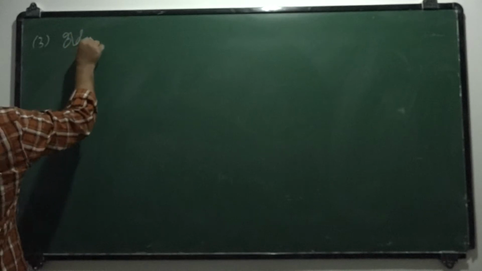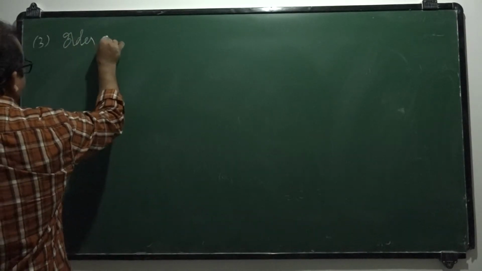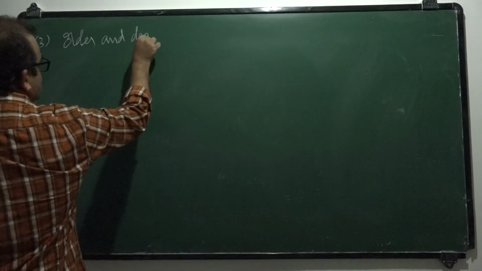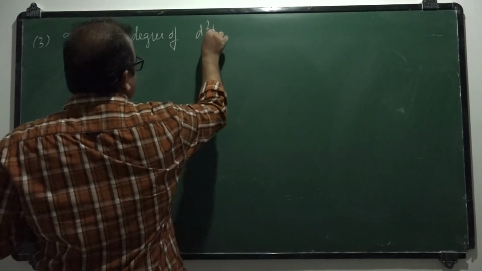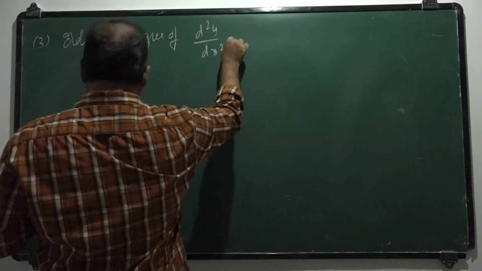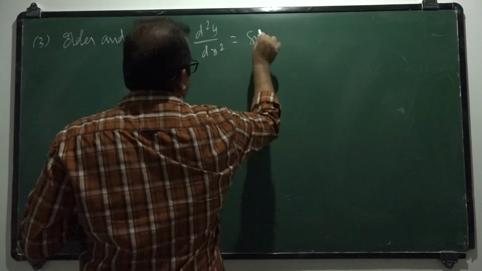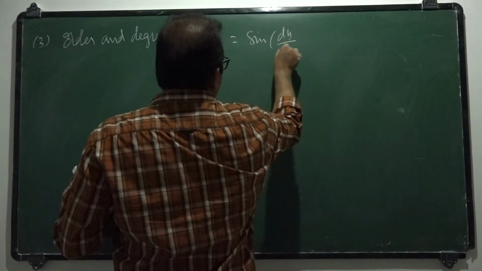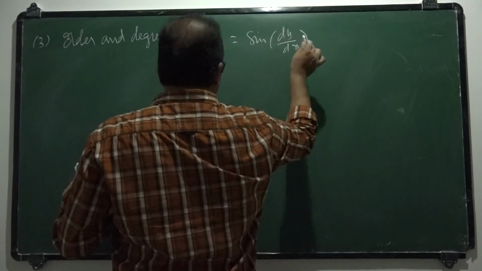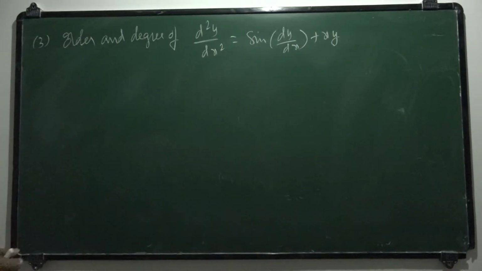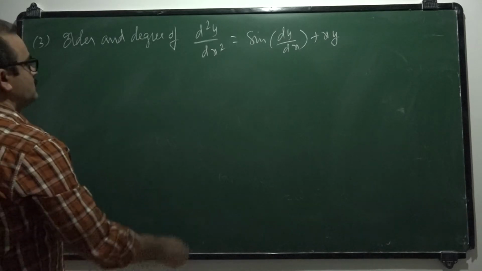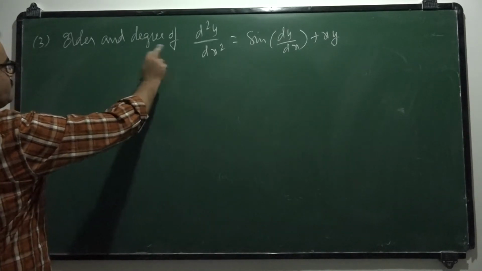Next, order and degree of d square y by dx square is equal to sine of (dy by dx) plus x into y. For this equation we find order and degree.